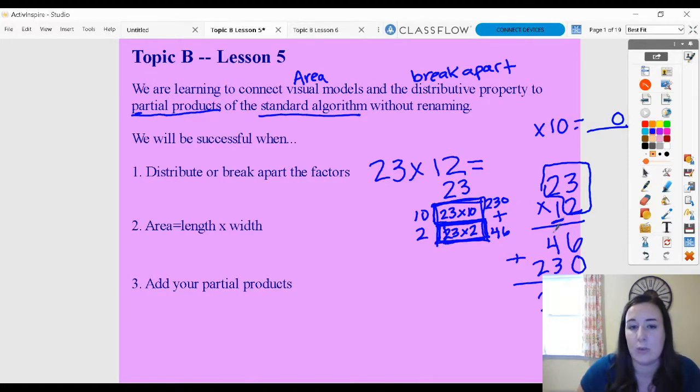of 23 and 12. So as long as you're breaking apart your factors and then you're multiplying them, thinking of the area model, and then you add your partial products, it doesn't matter if you're using the area model or the standard algorithm, you're doing the exact same steps.